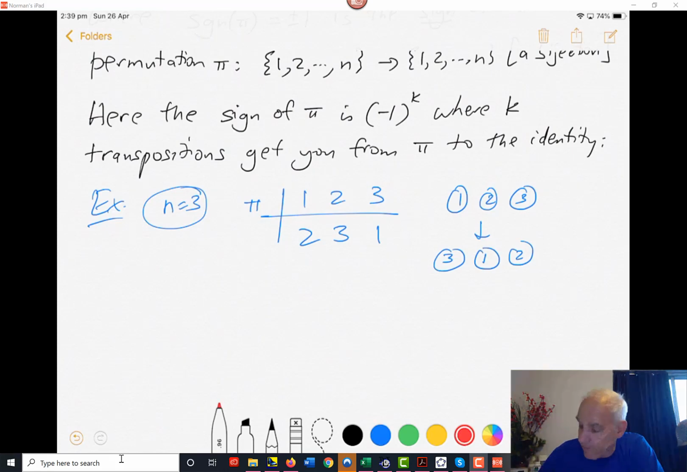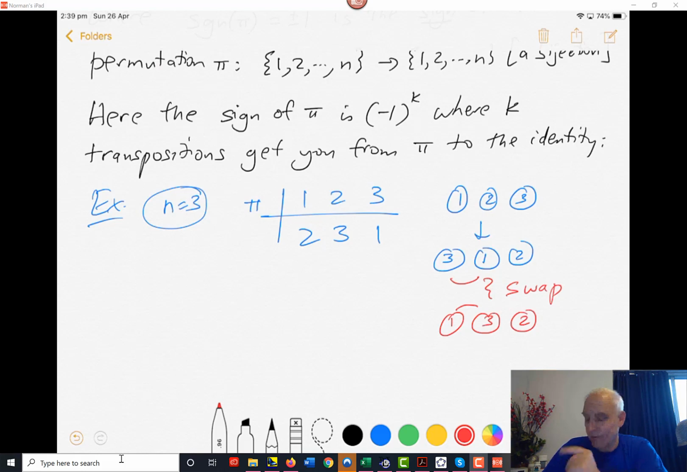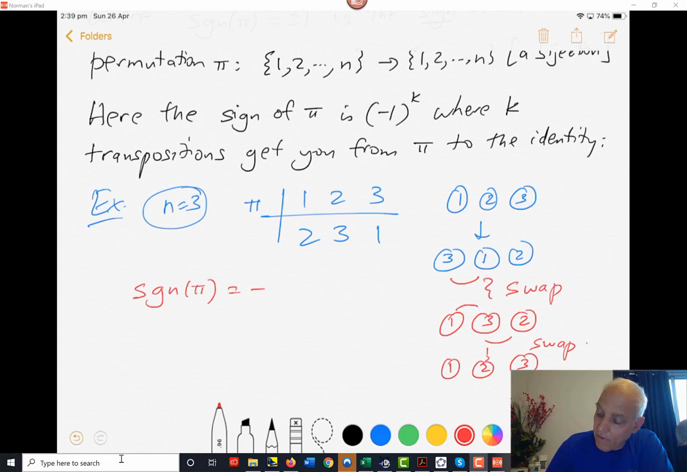Okay, so let's try. Let's interchange the 1 and the 3. Okay, that's a swap or a transposition. It's interchanged the 1 and the 3. But it's still not in the correct order. To finish it, I would need to swap these guys. If I did that, I'm going to now get them back in the right order. So I made 2 swaps. What does that tell me? It tells me that the sign of this particular permutation, pi, is -1 to the 2, because there's 2 swaps. Okay, and that is +1.